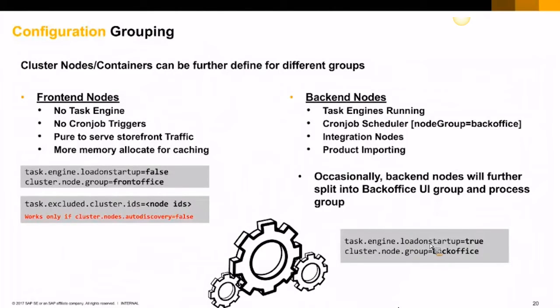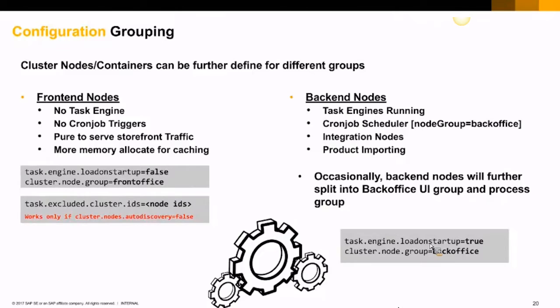running from the front-end node. Since Hybris version 5.5, we actually are able to control on each node whether you want it to have the task engine started, as we listed here. And sometimes the back-end nodes will be further divided into processing nodes only, which means some nodes serve the storefront traffic, and sometimes they will just serve the back-end UI. And another node group will serve the task engine and the cron job.